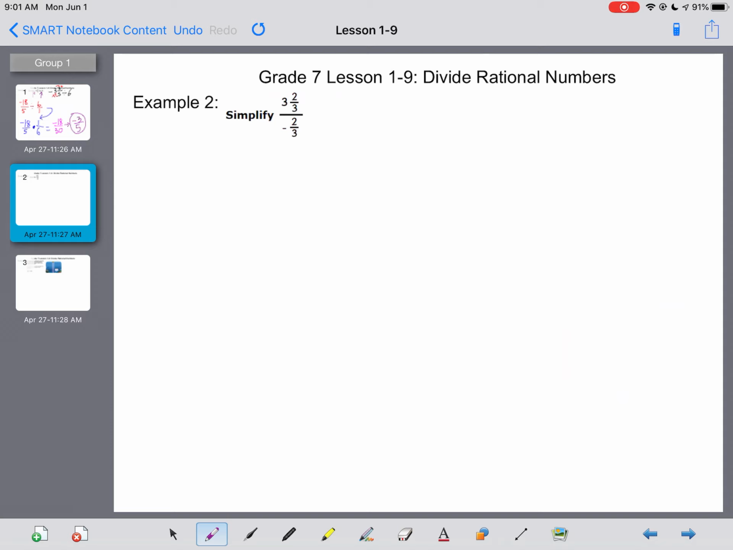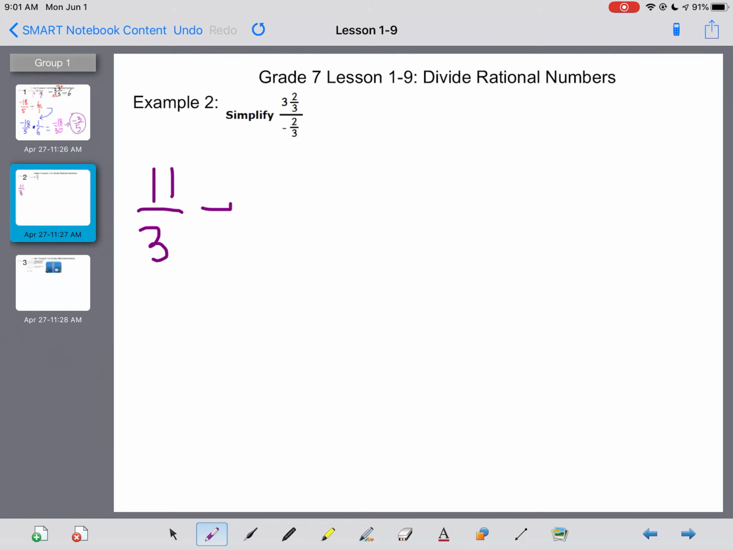Okay, this one's similar but a little more confusing. So this says 3 2/3 divided by negative 2/3. So I want to turn my 3 2/3 into an improper fraction. That means multiply the denominator by the whole number and then add the numerator. So 3 times 3 is 9, and then let's add the 2, the numerator. So we get 11 over 3. That's what 3 2/3 is.